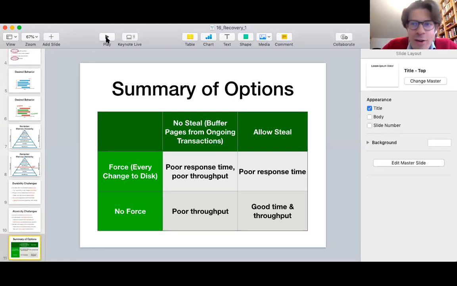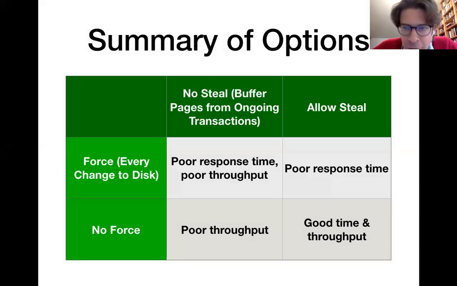All right, so this here is a summary of the different options that we have and that we have essentially discussed in the previous slides. So we can choose to use a so-called force policy, which means that we make all changes to the data persistent on hard disk before the corresponding transaction commits. The advantage of that is that we are safe from losing data in the case of a system crash. The disadvantage is that we have a lot of page writes by each transaction, and that leads to poor response time.